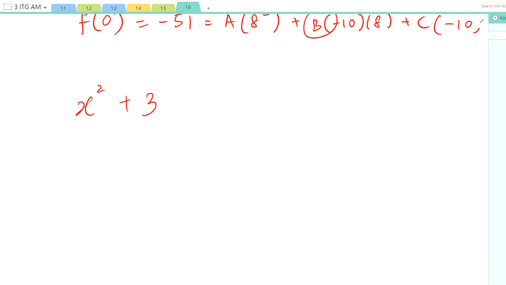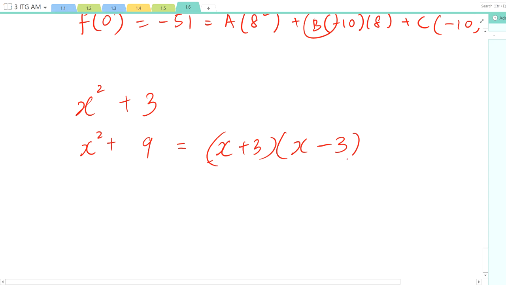Okay, then I'll show you more examples. Then you tell me what the pattern is. X squared plus 9. Can or cannot? Can. Okay, what does this give us? X plus 3, x minus 3. Agree? So is this factorized? Is it factorized correctly?